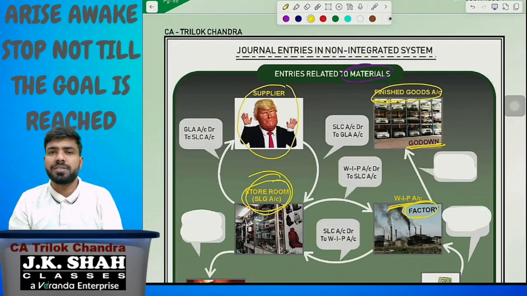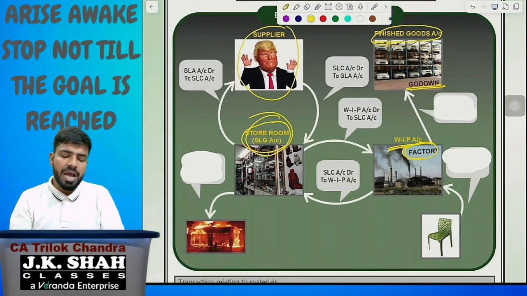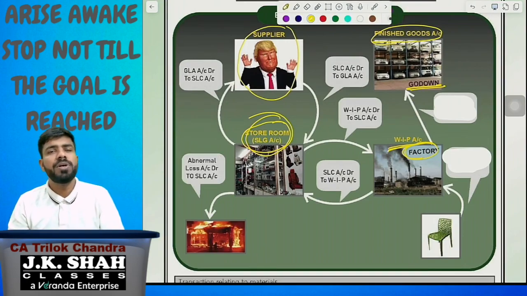Now, abnormal loss. What is the entry for abnormal loss? Okay, abnormal loss of raw material. What is the entry that we can pass? Abnormal loss account debit to SLC account.